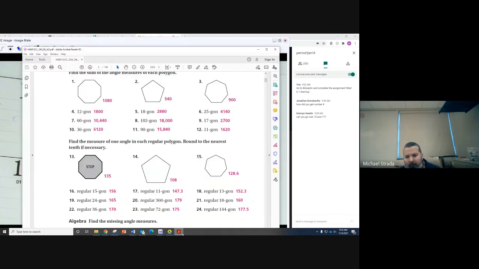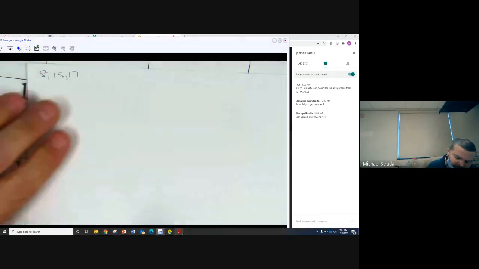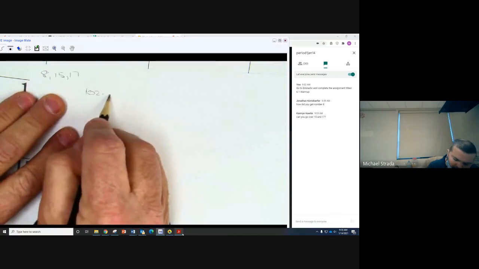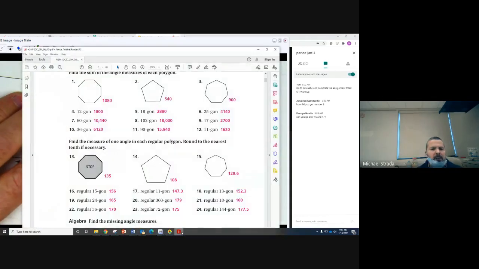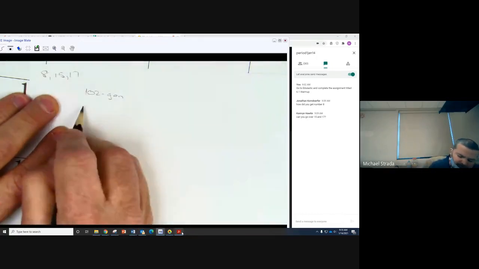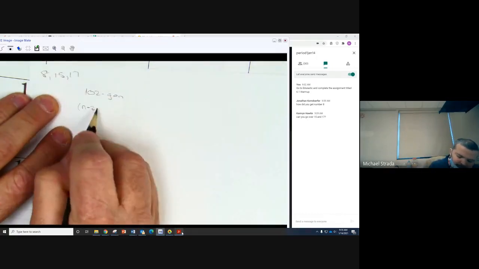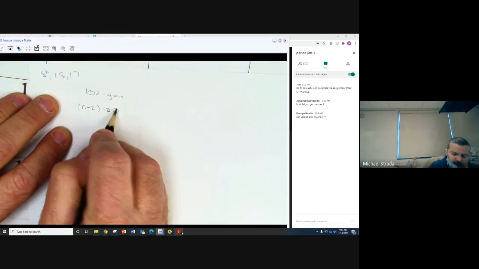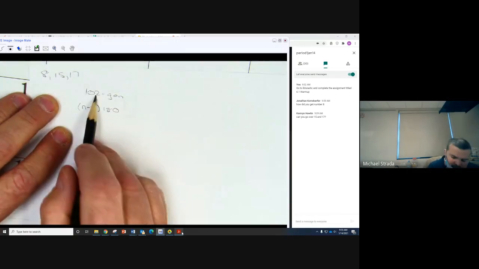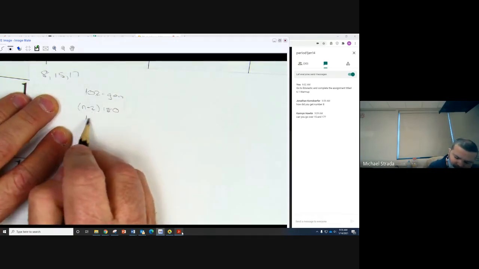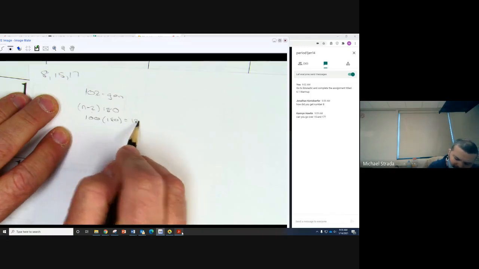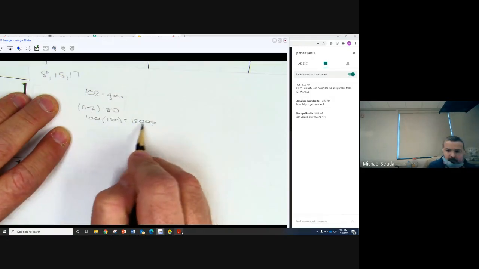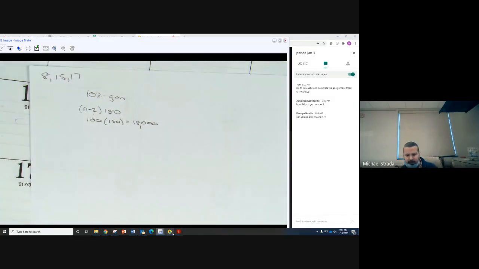All right, number 8 was 102 gone. Number 8 asked, I believe, for the angle sum. Yes, it did. So we're going to use the formula n minus 2 times 180. Since n is 102, 102 minus 2 would be 100. And 100 times 180 is 18, followed by 3 zeros, making it 18,000.